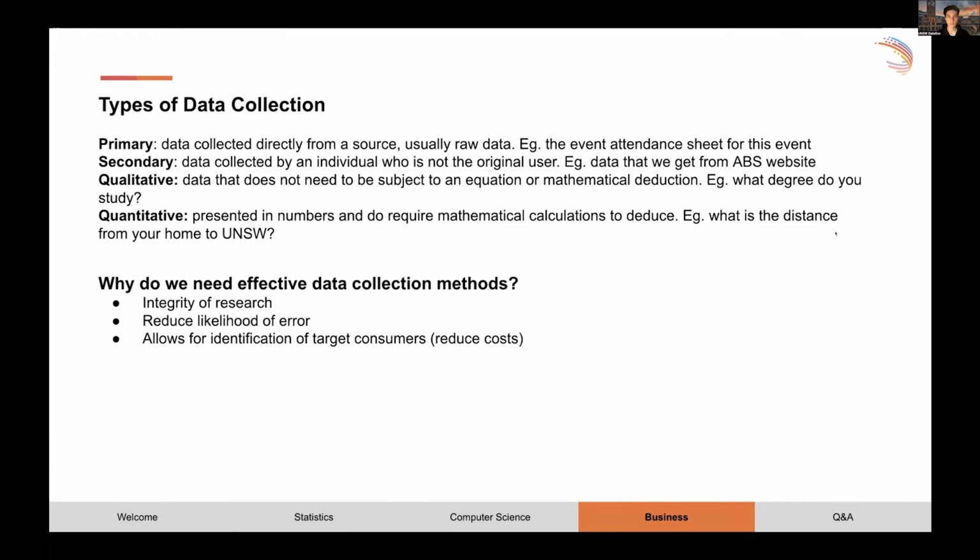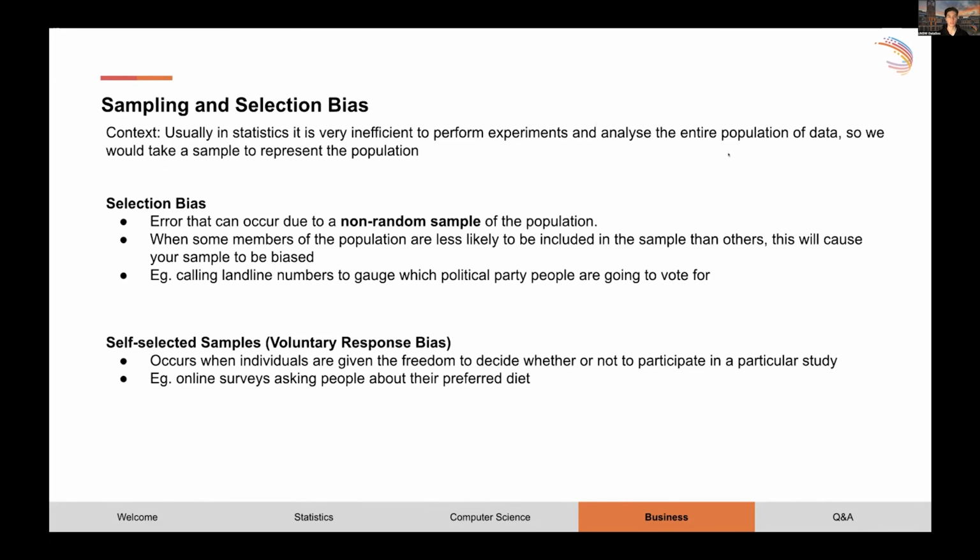And then there's this question at the bottom here. Why do we need effective data collection methods? I've got three listed here. First being integrity of research, to reduce likelihood of error, and then finally, it allows for the identification of target consumers, which of course allows us to reduce costs. And some of this goes nicely into the second slide here, which talks about bias.